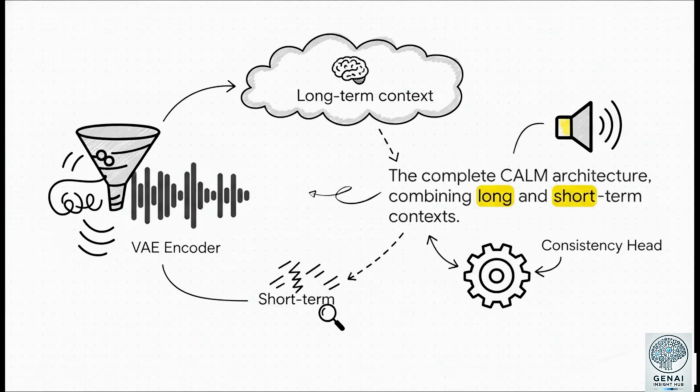So here you can see the whole system working together. You've got the VAE doing its thing, encoding the audio. Then you see that long-term context coming from the backbone, giving it that sort of fuzzy, big-picture understanding. At the same time, the short context transformer is feeding it that super sharp, fine-grained info about what just happened. And they both come together, combine their knowledge, and hand it off to that incredibly fast consistency head, which then spits out the next sound. It's just a really elegant way to get both the context and the precision you need.